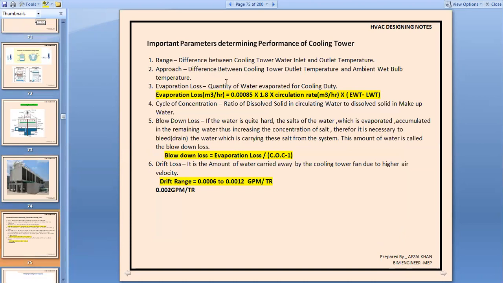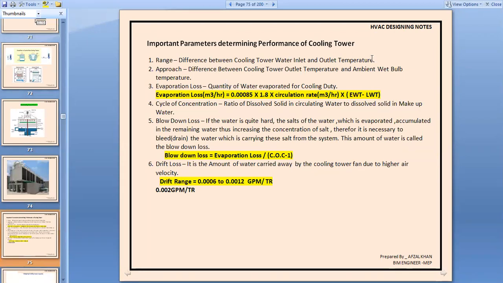Okay, now some parameters are required for the selection of a cooling tower. First is your range. Range is basically the difference between your cooling tower inlet temperature and cooling tower outlet temperature. The difference between these two temperatures is called the range. Mostly we maintain 95 and 85 as the inlet and outlet temperatures, so 10 degrees is mostly the range for cooling towers.